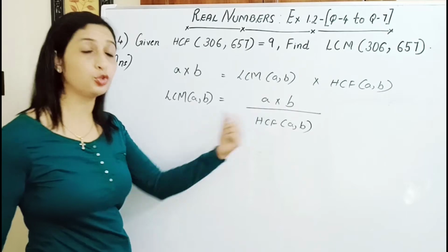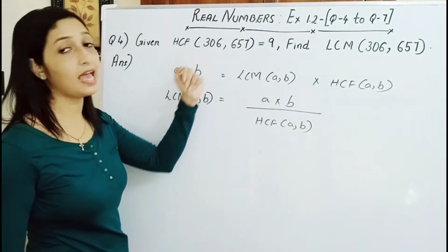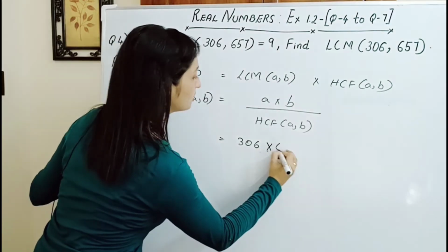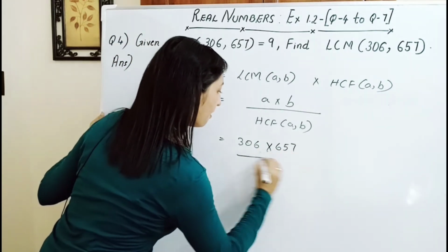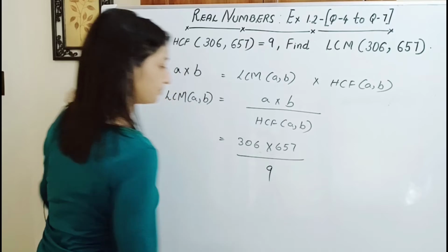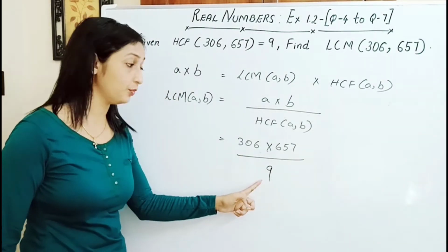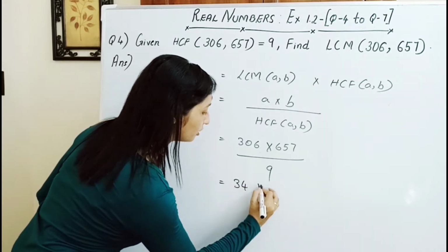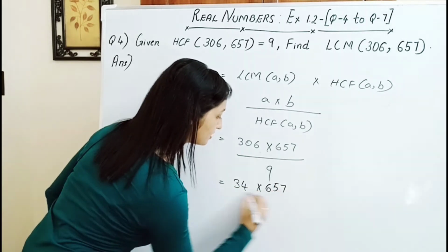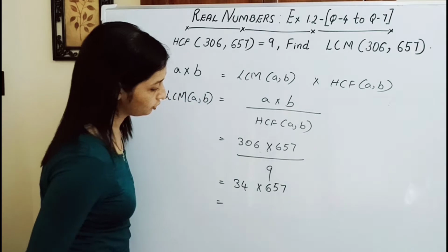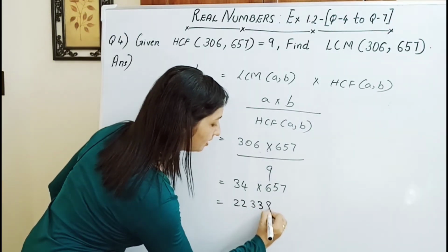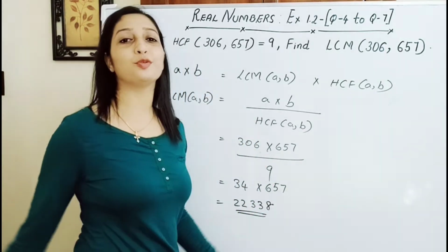Now let's substitute the values. What is A and B? That is 306 into 657 by 9. Now 306 and 9, when you cancel, what do you get? You get 34 into 657, which is equal to 22,338. So this is the answer.